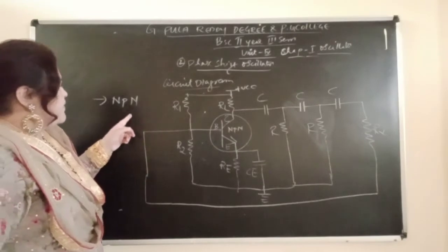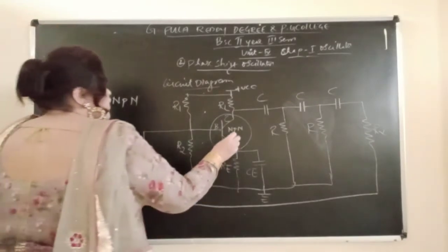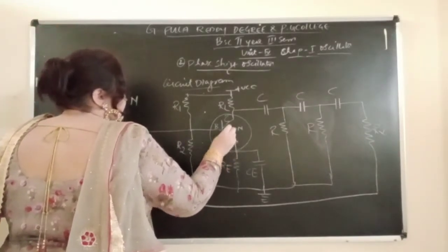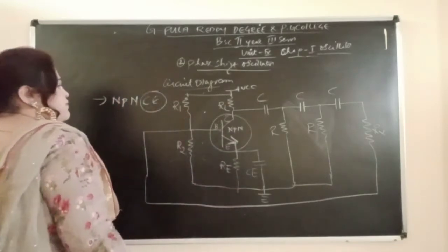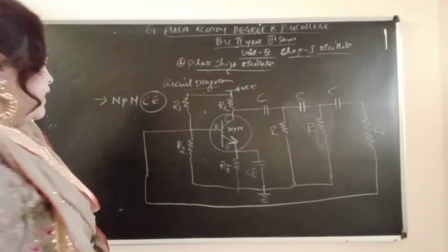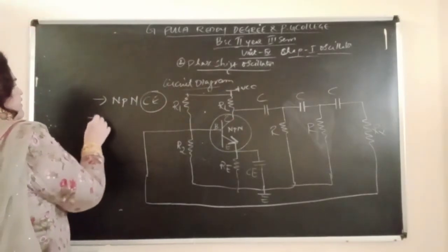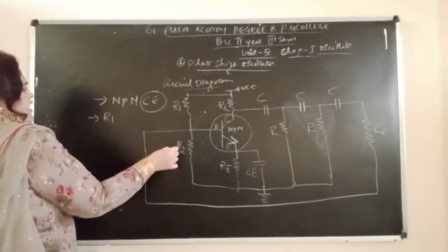Now it is common emitter type. Common emitter means this is like a grounded NPN transistor, CE configuration. Common emitter type. Okay.